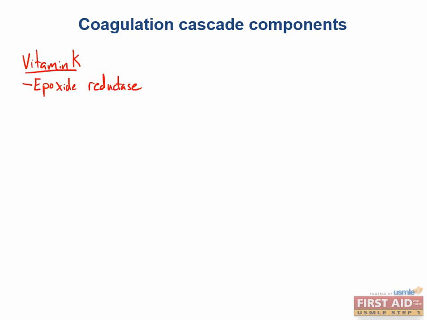That would be the epoxide reductase enzyme that activates vitamin K, and the drug warfarin that inhibits this enzyme, thus blocking activation of vitamin K and preventing maturation of factors 2, 7, 9, 10, and proteins C and S. So basically warfarin works as an anticoagulant by inhibiting vitamin K activation.